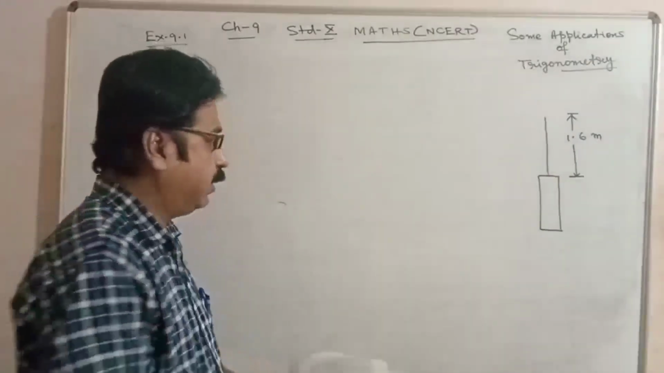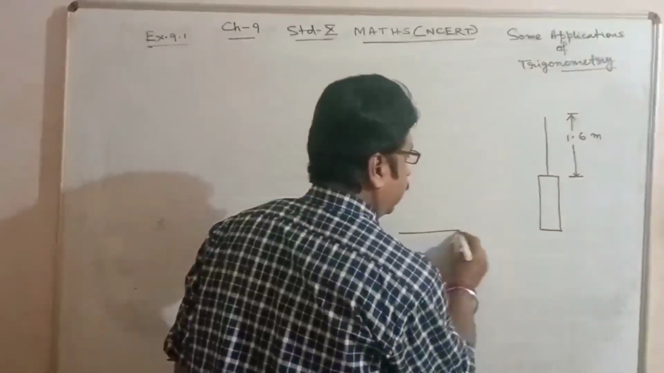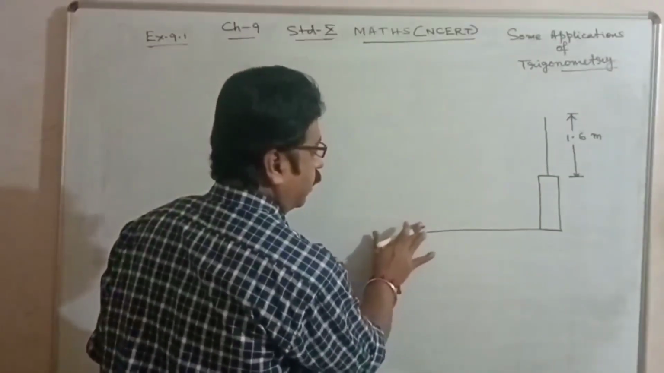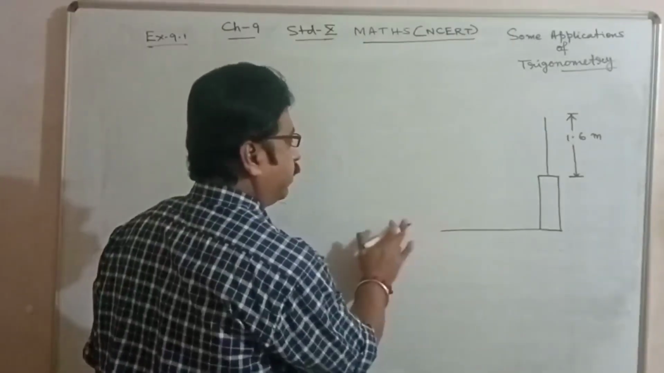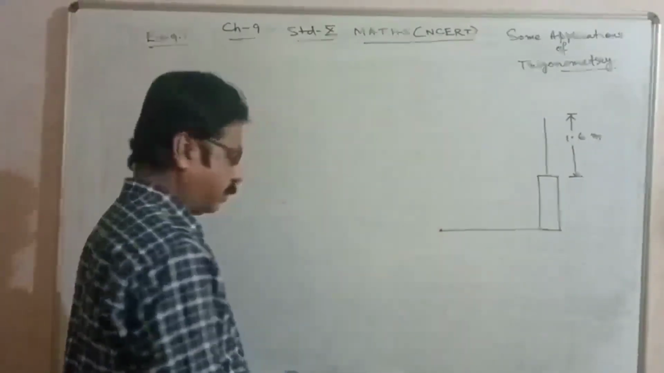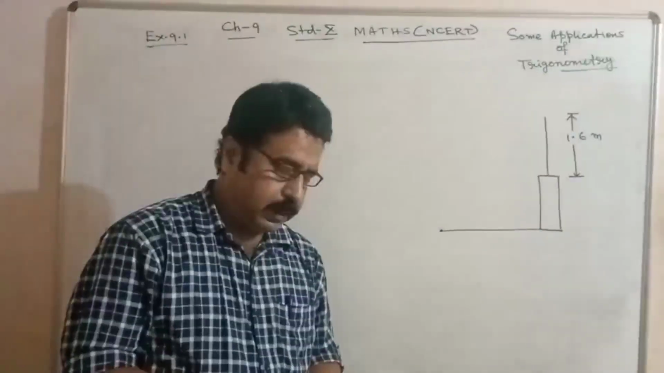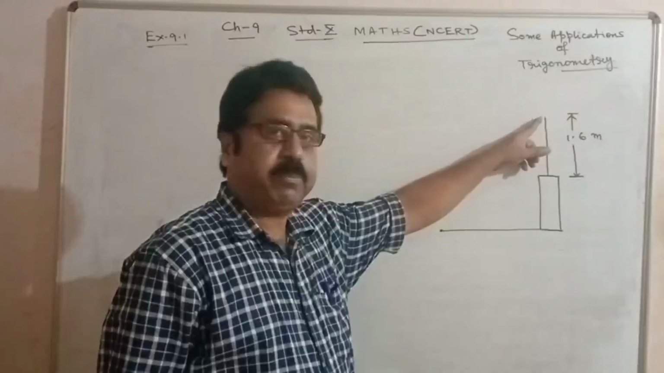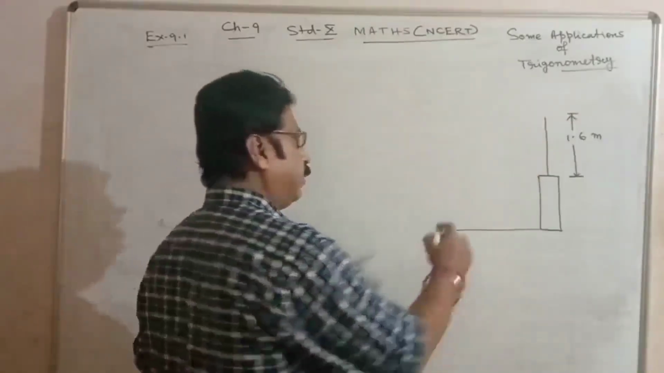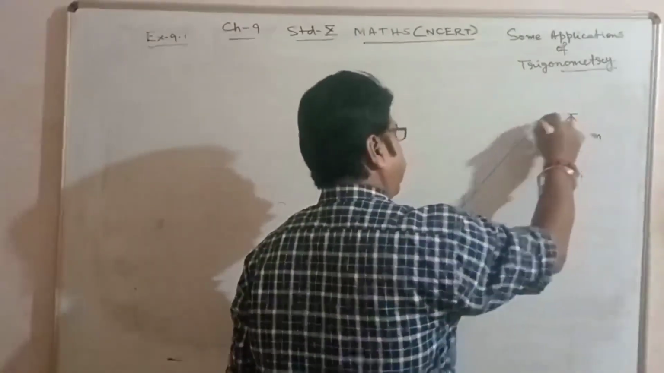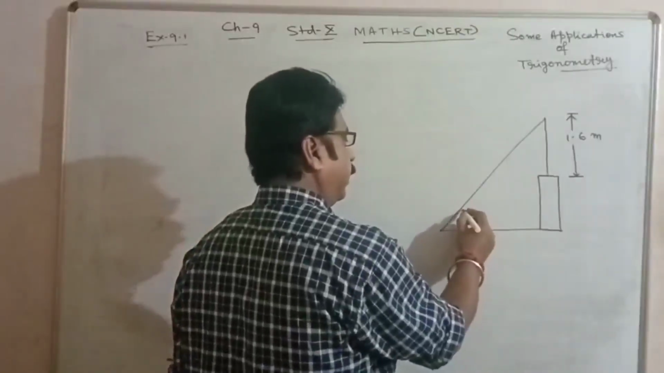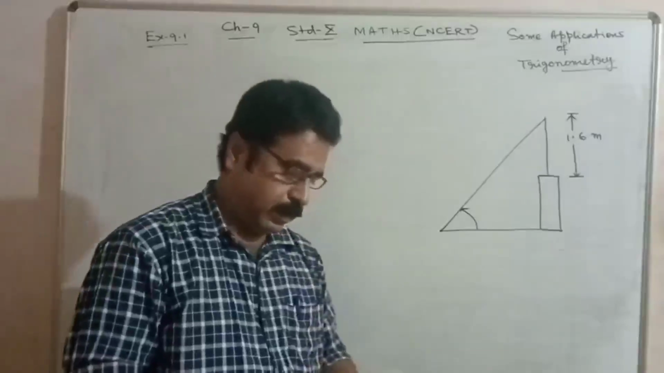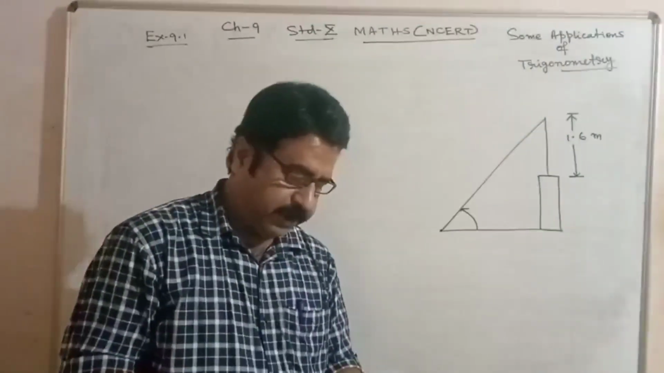From a point on the ground. This is the ground level. From this point, the angle of elevation of the top of the statue. This point is the top point of the statue. From this point, the angle of elevation is given this much. That is given 60 degree.